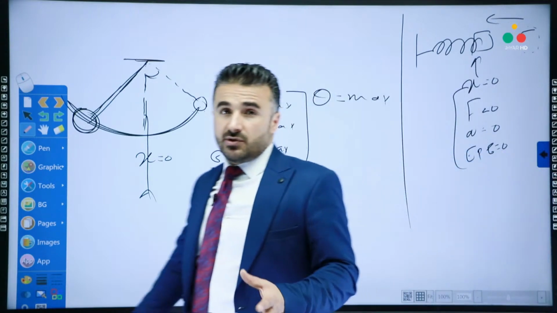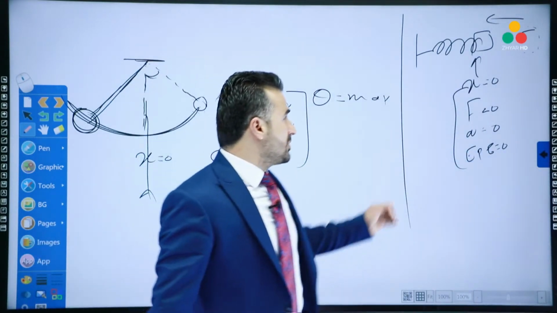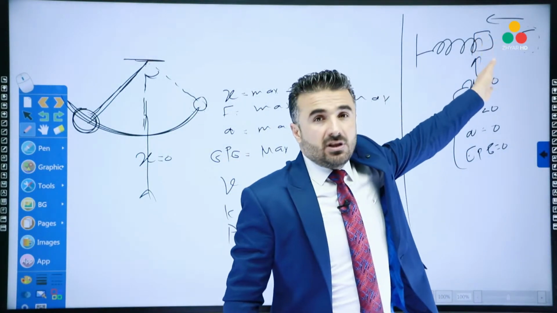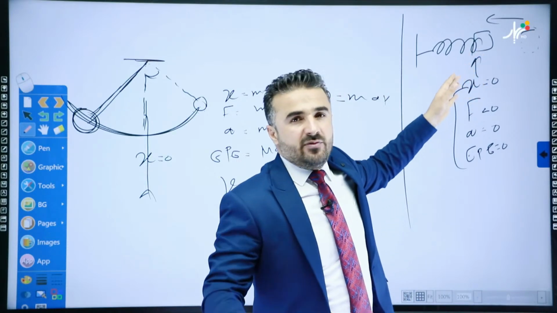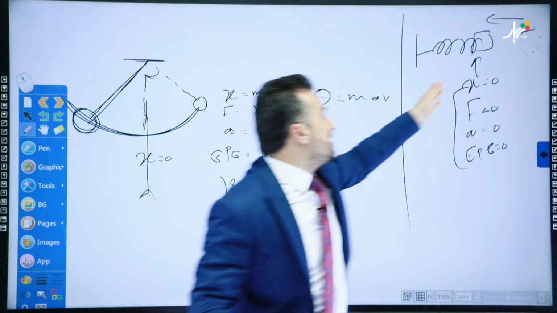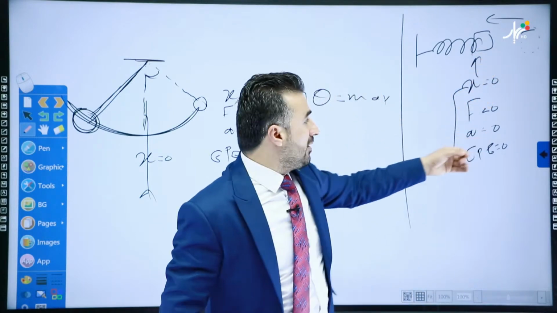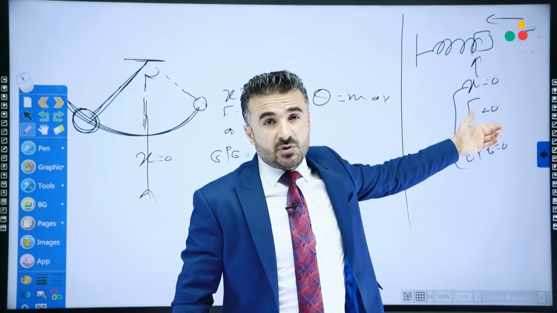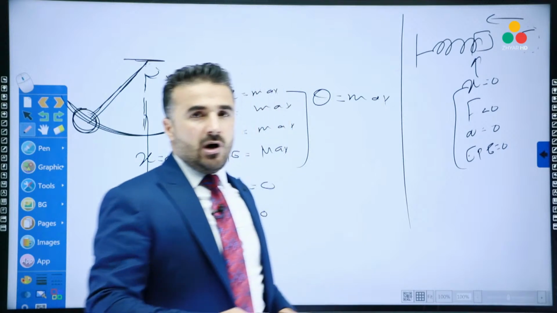If these are 0, then how come the object passes the equilibrium position with a maximum velocity? Have you ever wondered why? Why doesn't it stop when it passes through the equilibrium if the force is 0?